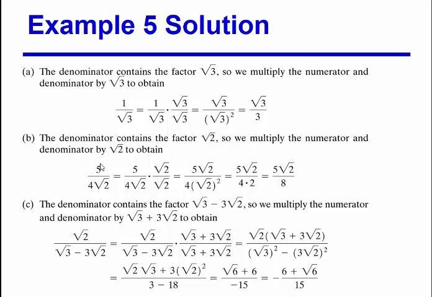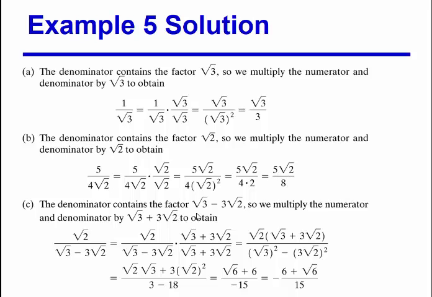For the second one, we have 5 over 4 times the square root of 2. So we're going to multiply by the square root of 2, numerator and denominator. Our numerator becomes 5 square roots of 2. Our denominator becomes 4 times the square root of 2 to the second power, which is 4 times 2. And then finally, the final answer is 5 square root of 2 over 8.